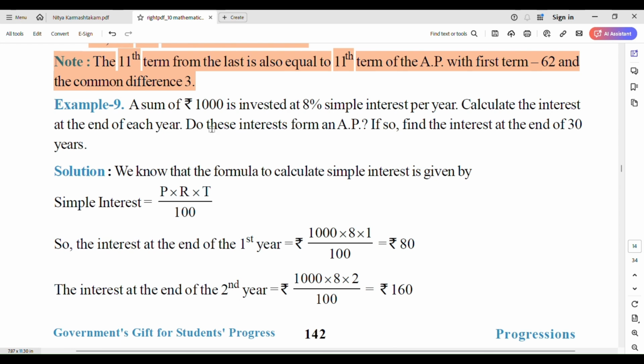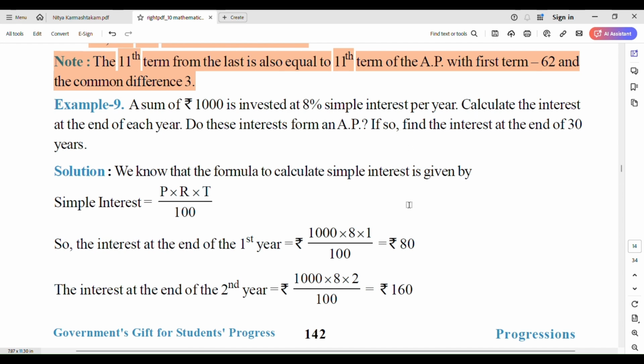Okay. A sum of 1000 is invested at 8% simple interest per year. Calculate the interest at the end of each year. Do this interest form an AP? First thing. If so, find the interest at the end of 30 years.